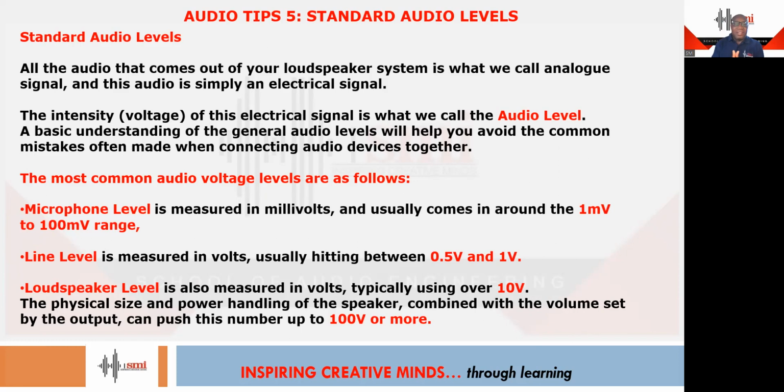The next level is the line level, which is measured in volts, usually between 0.5 volt and 1 volt and above. That is the level that all our electronic equipment, like mixing consoles, processors, and power amplifiers, work with. And we have the last one, called the loudspeaker level. It's also measured in volts, typically over 10 volts. That is it. We have the loudspeaker level also.